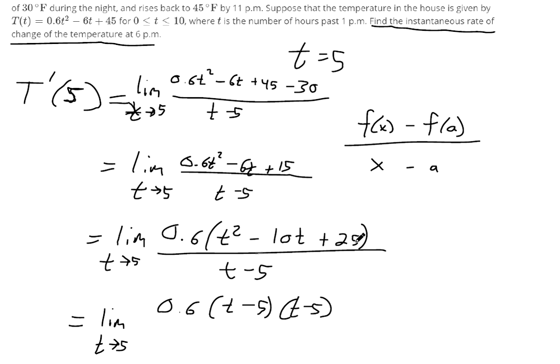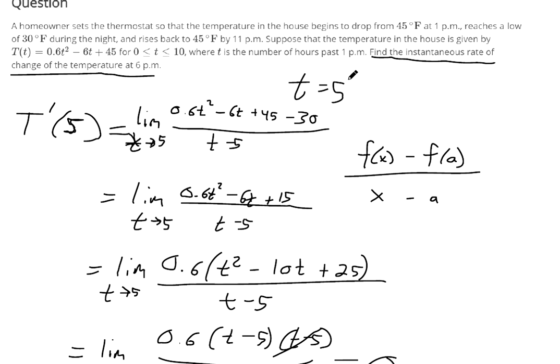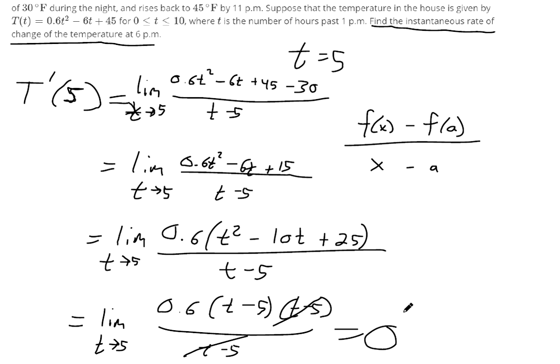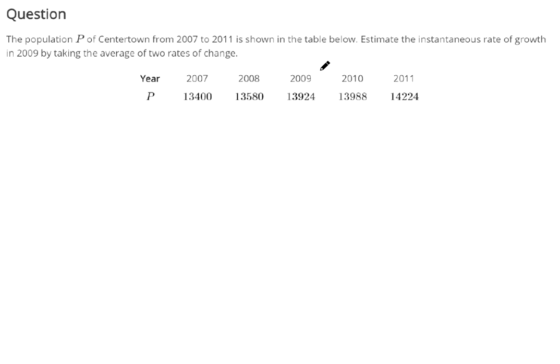Two numbers that multiply to be positive 25 but add to -10. And so the t minus 5's cancel. Now we can directly plug in 5 for t. 5 minus 5 makes 0. 0 times 0.6, this whole limit is 0. So the instantaneous rate of change at 6 p.m., in other words, when t equals 5, we just found out is 0.